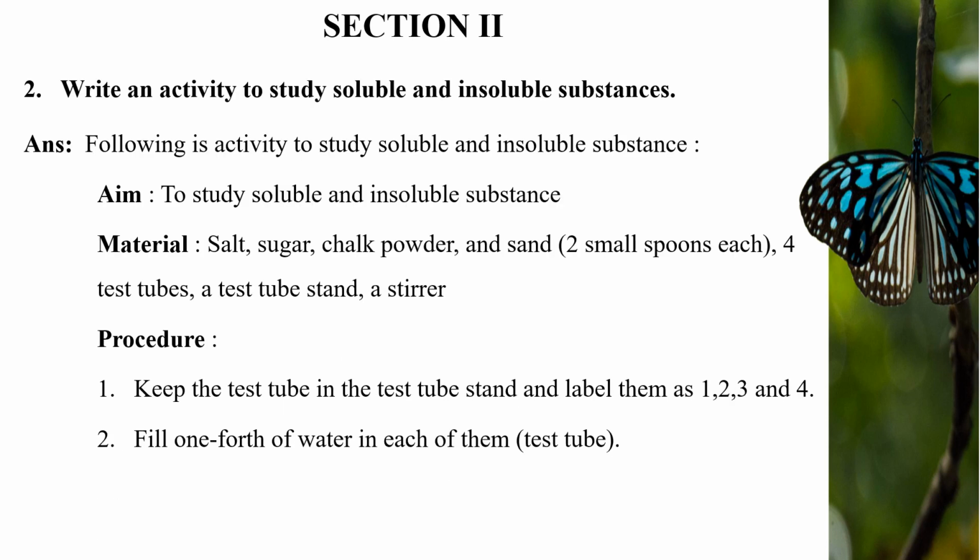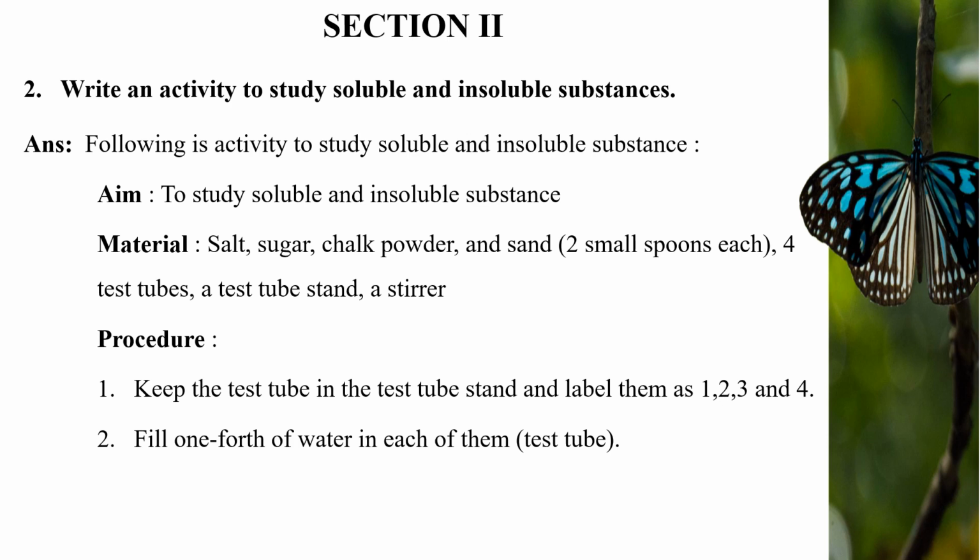Write an activity to study soluble and insoluble substances. Answer, following is the activity to study soluble and insoluble substances. Aim, to study soluble and insoluble substances. Material required are salt, sugar, chalk powder, and sand. Take 2 small spoons of each. Next, 4 test tubes, a test tube stand, and a stirrer.